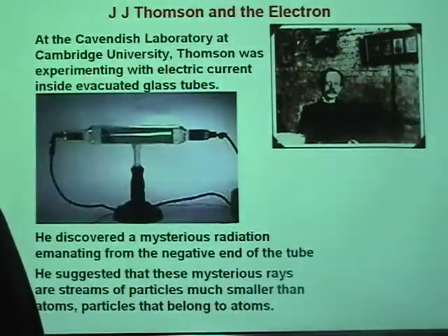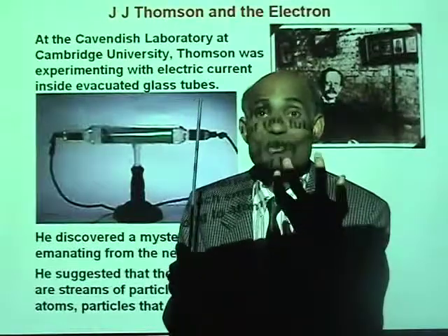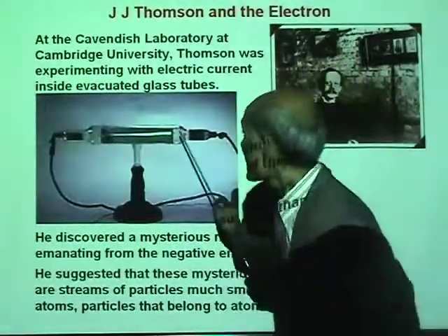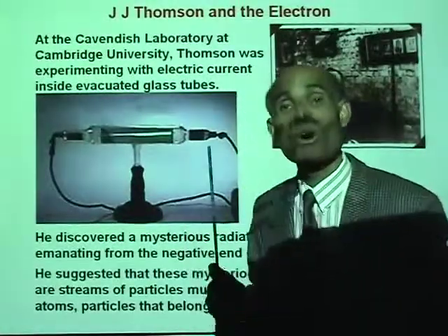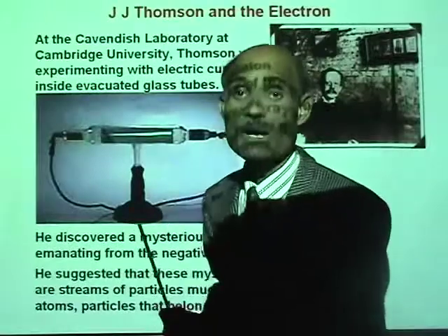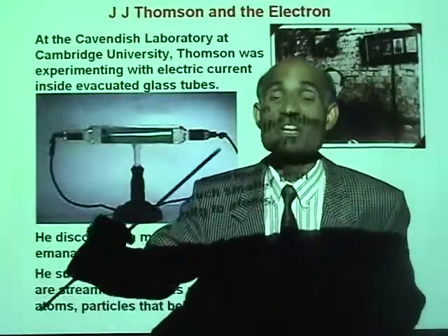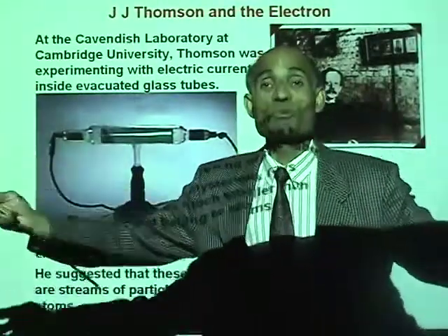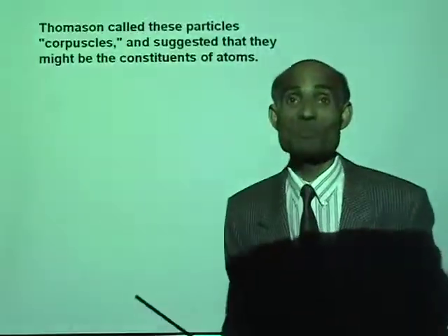And where are these small particles coming from? He said these small particles are coming from the atoms that make up the cathode, the negative electrode of that tube. All right. Well, now how does a scientific idea get respectability? When other people perform the same experiment and observe the same result.